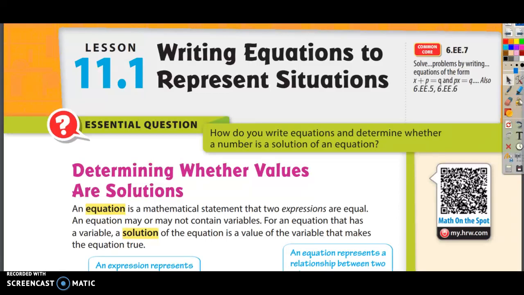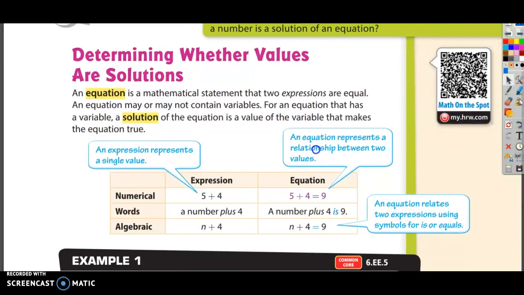All right, this is lesson 11.1, writing equations to represent situations. This is page 297. The essential question reads, how do you write equations and determine whether a number is a solution of an equation? I'm going to scroll up a little bit. We're going to do some reading here.